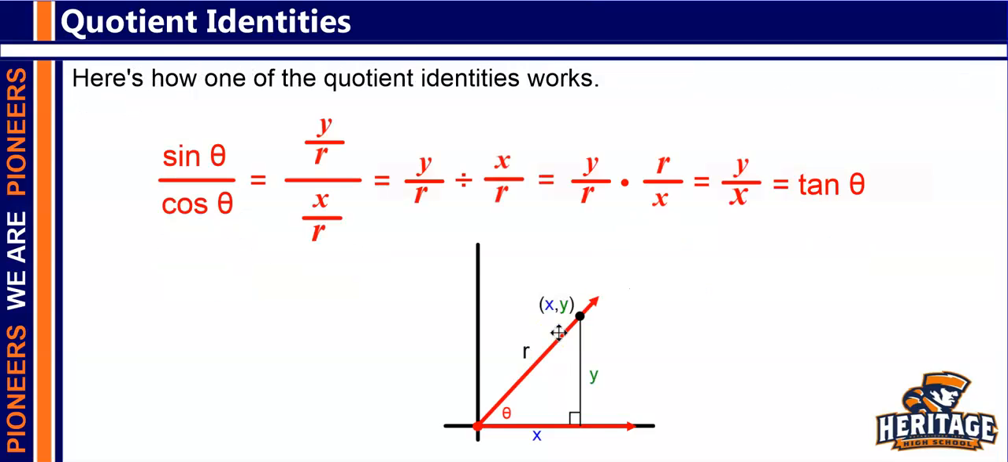Here's how one of the quotient identities works. So in reality, sine theta is really y over r, again assuming on a coordinate graph. Cosine is x over r. Well, a fraction divided by a fraction is really the first fraction times the second fraction flipped. Combine them together, you get y over x. Well, that happens to be tangent theta. So that's how these identities work.